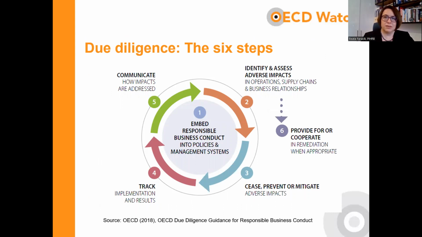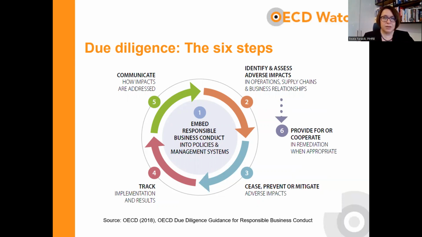The due diligence process contains 6 steps in total. It starts with step 1, that asks a business to embed responsible business conduct into their policies and management systems. Step 2 involves identifying and assessing adverse impacts, such as human rights or environmental impacts in their operations, supply chains, and business relationships.